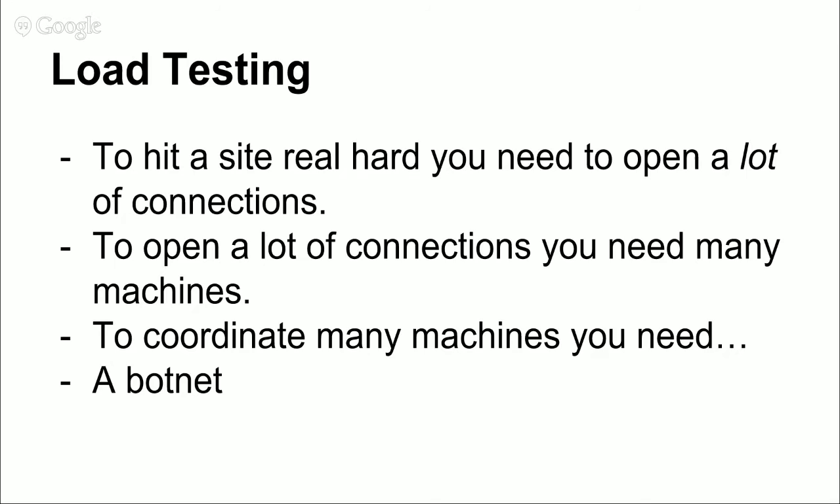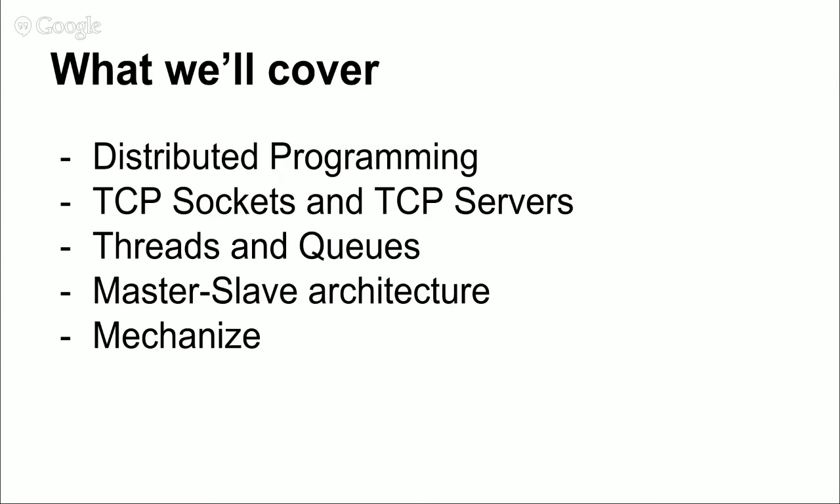Cool. So in this talk, we're going to talk a little bit about distributed programming. We're going to talk about the TCP socket and TCP server class that are built into Ruby. We're also going to go over threads and queues and how we use those and a little bit of gotchas that we ran into. And then we have a master-slave architecture that we've built out, so we'll explain what that is and why we decided to go with that.